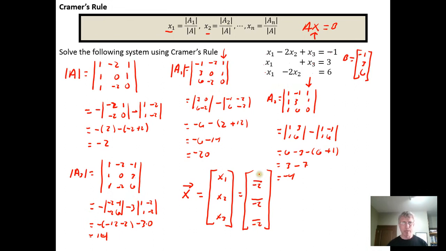And then we'll have A sub 1, which we calculated to be negative 20, A sub 2, which was a negative 4, and A sub 3 was a 14. So those can be simplified. And we're going to get the solution vector is negative 20 divided by negative 2, negative 4 divided by negative 2, and 14 divided by negative 2. So there's how you find the solution using Cramer's rule.